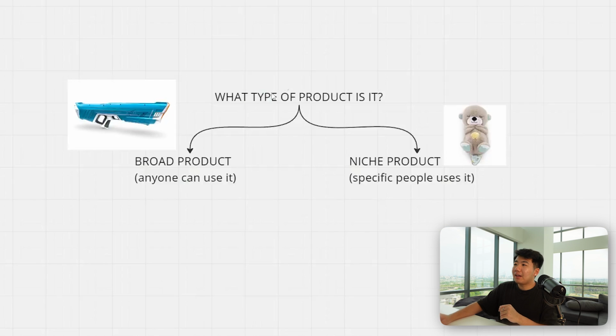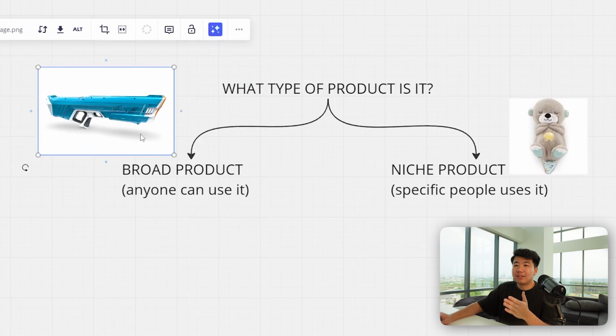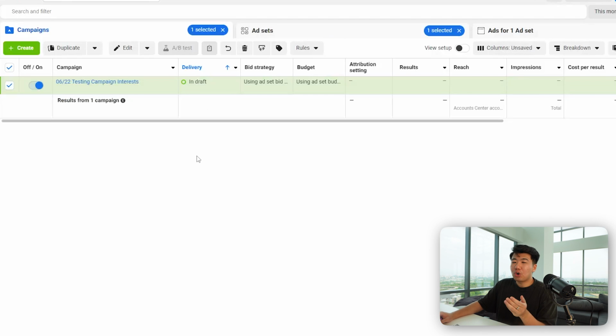Now let's go back and I'll tell you how to launch a broad product where anybody can use it, like this water gun right here. So for a broad product such as a water gun that anyone can use, I primarily have 2 types of ways I want to try a broad product.